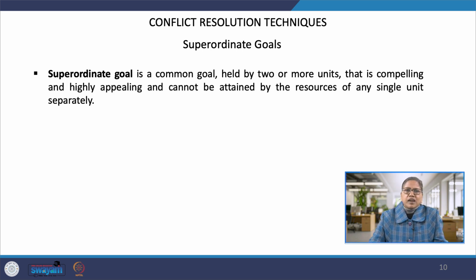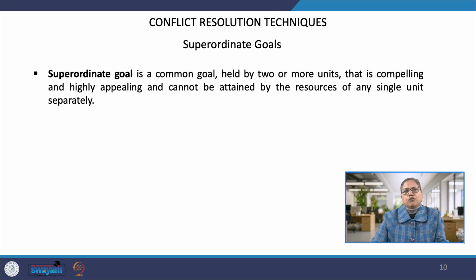So, let us understand what a superordinate goal is and why it has been considered a conflict resolution technique. A superordinate goal is a common goal held by two or more conflicting units or departments, that is compelling and highly appealing and cannot be attained by the resources of any single unit separately. So, they join together to achieve the organizational objective.